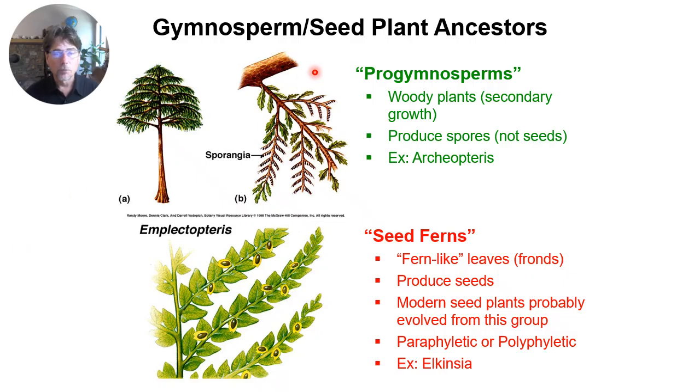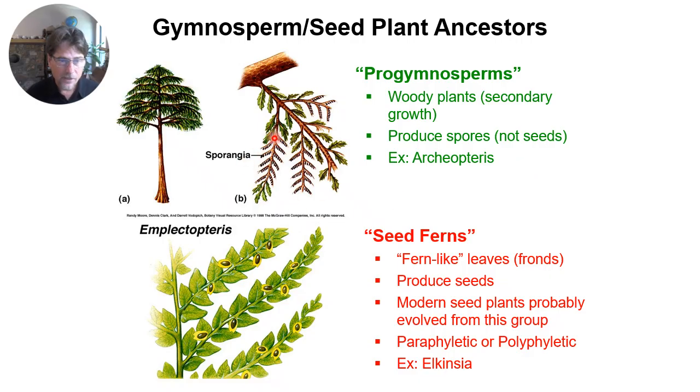One group is called the Gymnosperms. These are plants that looked a lot like modern gymnosperms. They were tall trees, woody plants with a vascular cambium. But closer inspection of some of these extinct gymnosperms, and a classic example is a plant known as Archaeopteris, reveals that they don't actually have seeds.